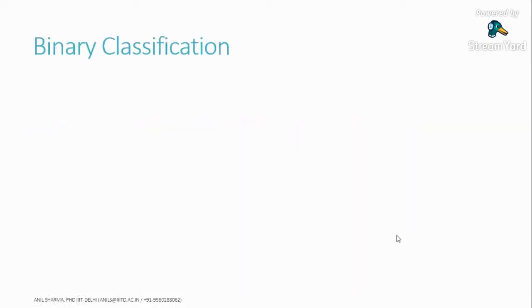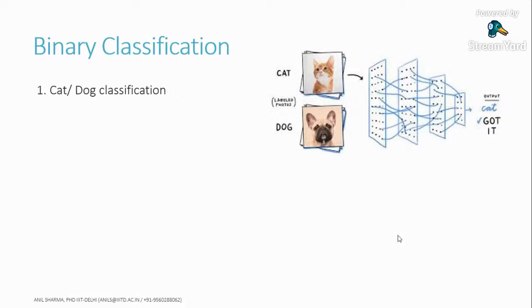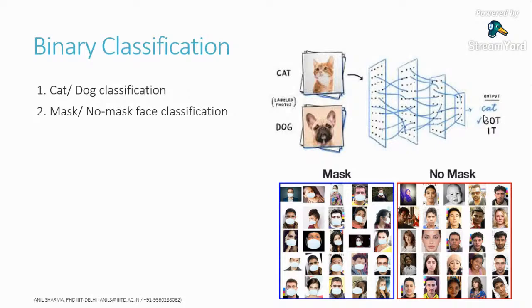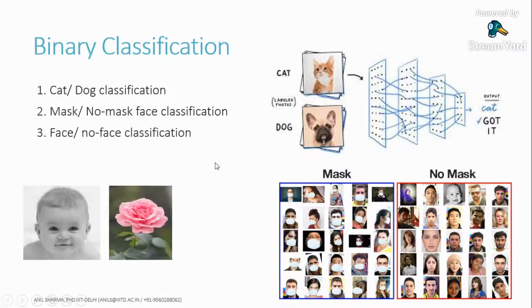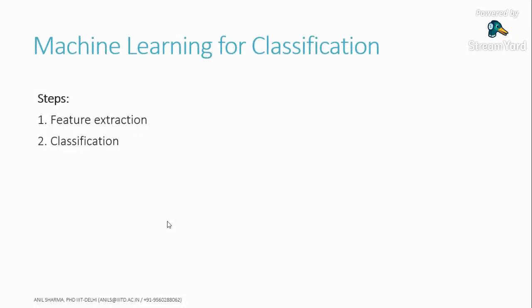Let's see a small introduction to binary classification. Let's say we have a problem to classify between cats and dogs. We have a neural network based system, and we feed an image of a cat to the system, then the output of the neural network should be cat. If we feed the image of a dog, then the output should be dog. Similarly, we can do mask and no mask classification, where a machine learning system will first detect whether the image contains a face, and then in the second step, it will say whether that face contains a mask or not. A third example of binary classification is whether a given image contains a face or doesn't contain a face. There are many more examples like this. A machine learning system for classification contains two steps.